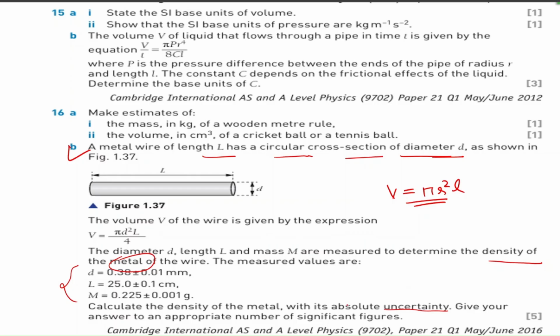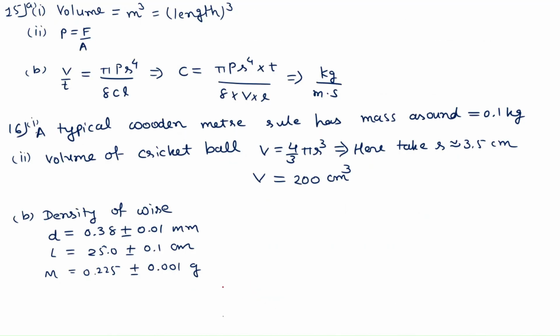So we have to find not only the density of the metal wire, but also the uncertainty due to the measured values. Here you can see delta D, delta L, and delta M, which is why we have a delta rho. Give your answer to an appropriate number of significant figures. So you have to find the density. You know the formula of density, which is mass per volume. We know the mass, but we don't know the volume.